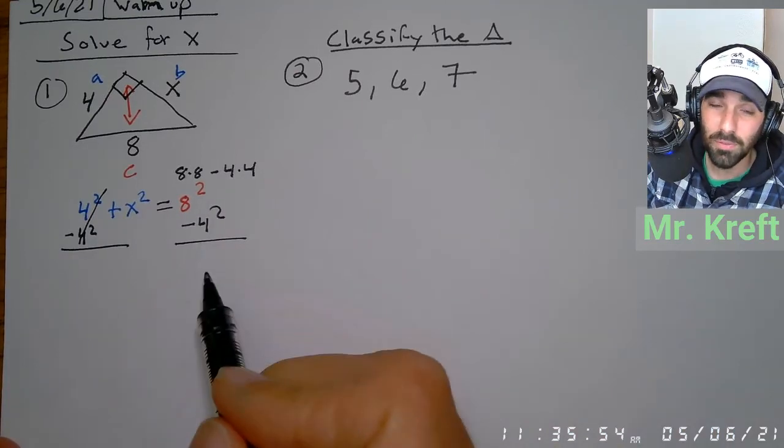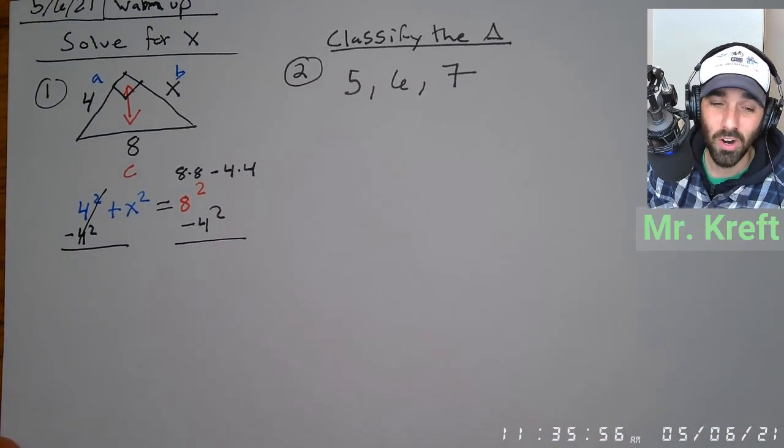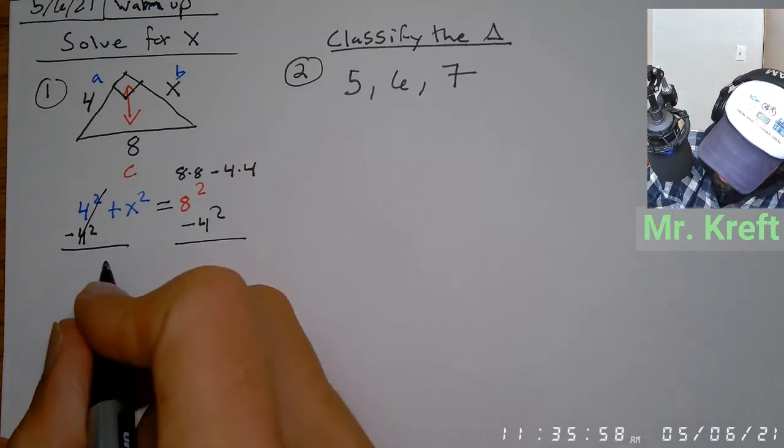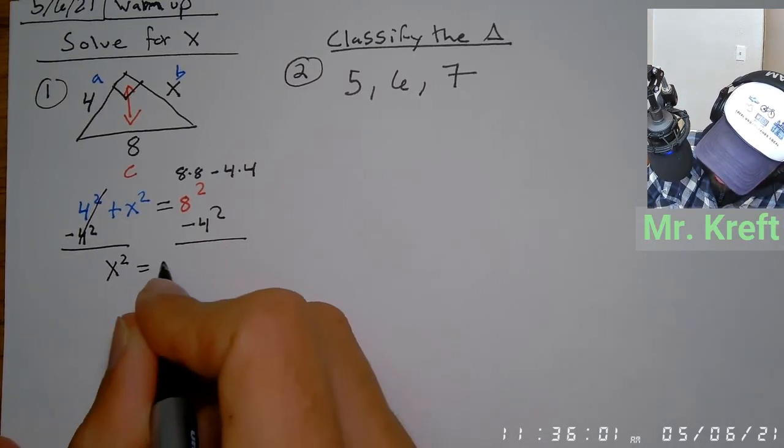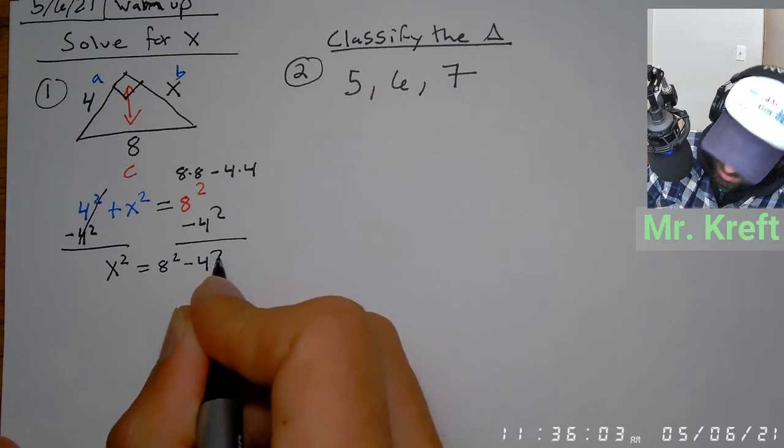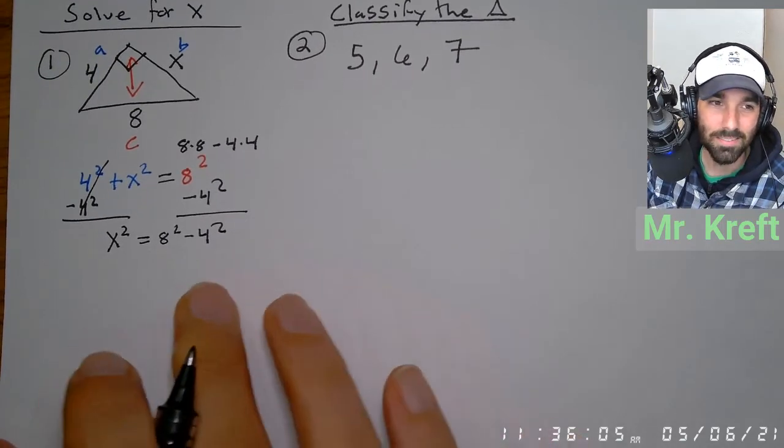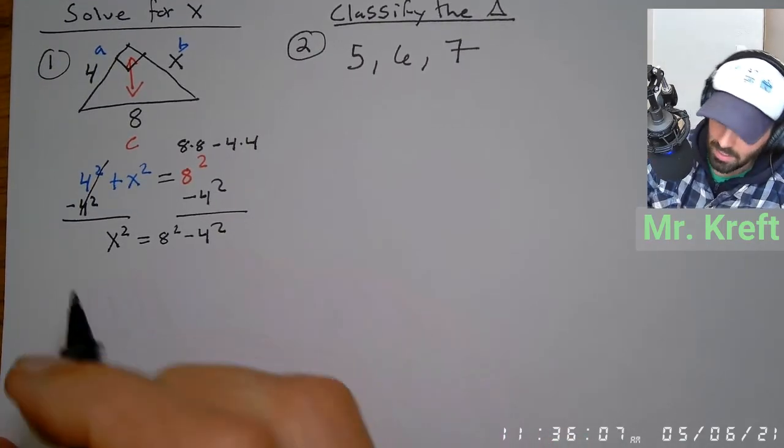If you're trying to simplify them, your brain is working way too hard. Relax, just let it go. Just say, okay, x squared equals 8 squared minus 4 squared. Just leave it. Just let it be. Just be like, you know what? Didn't want to do it.